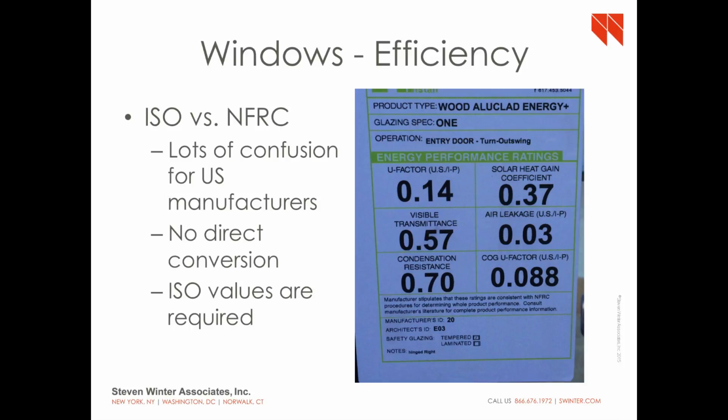So window efficiencies, we talked about this already a little bit, but there's a lot of confusion for the U.S. manufacturers. Again, there's really no direct correlation between your NFRC values and your ISO values. There are several reports out there that compare them, but the conclusion is, sorry, there's no direct conversion. So when we put the language in the spec, we put the direct language to the ISO EN standards that are required, the values that we need, and we've got some contact information too for somebody who can actually do that conversion for them.